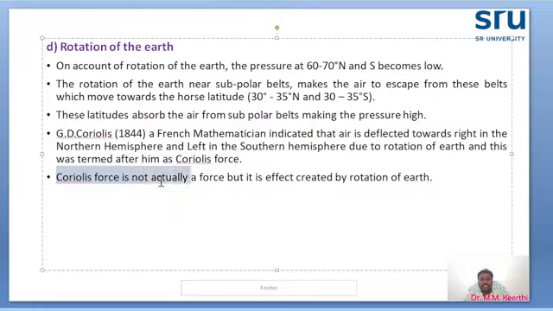So this Coriolis force is not an actual force. Always remember, the Coriolis force is not an actual force. This Coriolis force is created by the rotation of the earth.